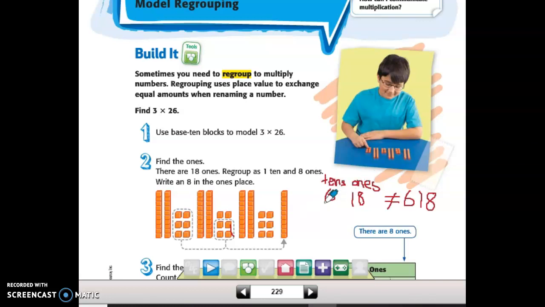Well, that's a problem because you would want to write that as 618, and 6 tens and 18 ones does not make 618, nor does 3 times 26 make 618. So we have to regroup in order to get the correct answer because this is not the correct answer. So what they've done is they've taken this 18 ones and they're going to regroup it because this is obviously a 10. So we're going to move that one over here. And that's what it's showing when we're regrouping.